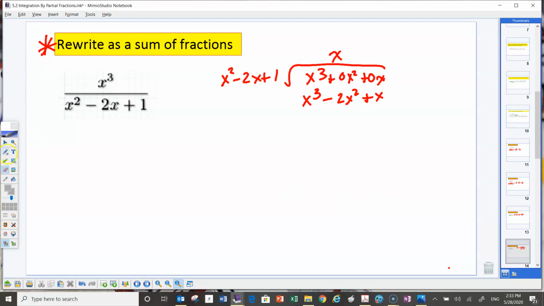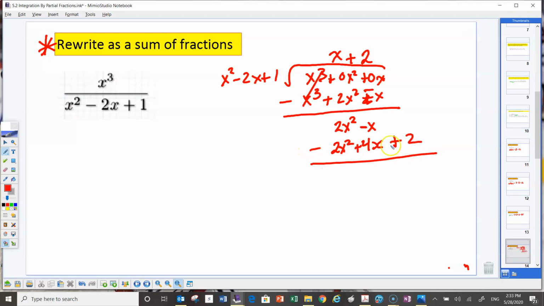So really there is a 0x squared here and a 0x. Now I'm going to subtract this row from this row, or you could change the signs and then we could add. So these are going to cancel. This would become a 2x squared. This is going to be minus x. And then you can ask yourself, what do you have to multiply x squared by to get 2x squared? Well, that's going to be a plus 2. So I multiply that. I get 2x squared minus 4x plus 2. Draw the line, change the signs, and we'll add these. So those cancel. I'll be left with a 3x minus 2.